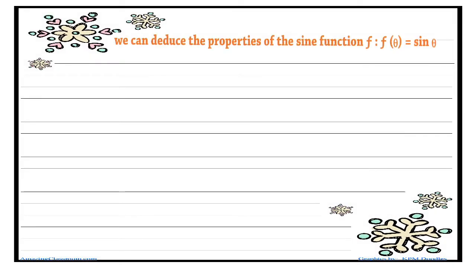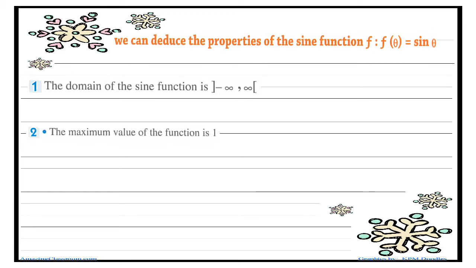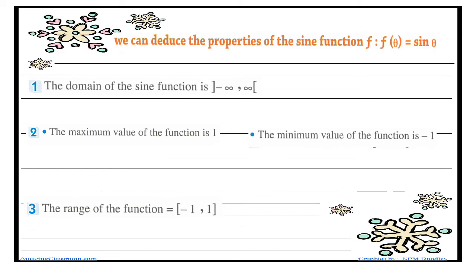Then we can deduce the properties of the sine function, like the domain of the sine function from negative infinity to positive infinity, and the maximum value of the sine function is 1 and the minimum value is negative 1. Then the range will be negative 1 to 1.